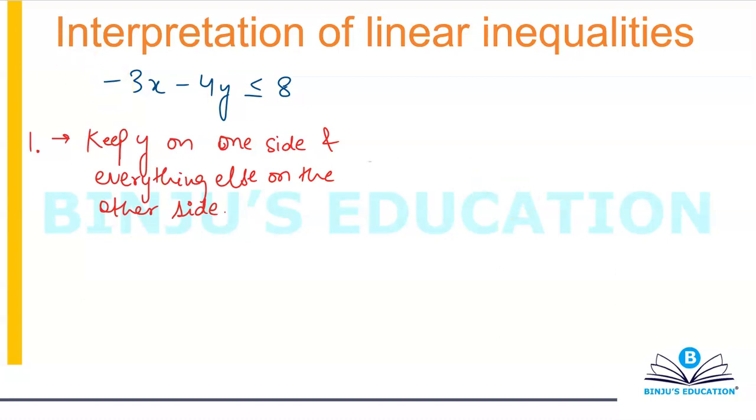Okay, so that means I can rewrite my equation as, I'm going to add 3x on both the sides of the inequality. I'm going to get minus 4y is less than or equal to 3x plus 8. I'm going to write this as minus 4y is less than or equal to 3x plus 8.